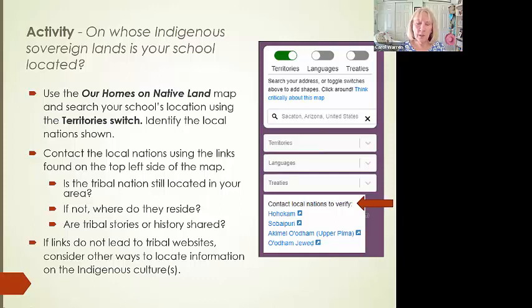Now, if links don't lead to tribal websites, and that might be possible depending on where some of you live, consider other ways to locate the information.